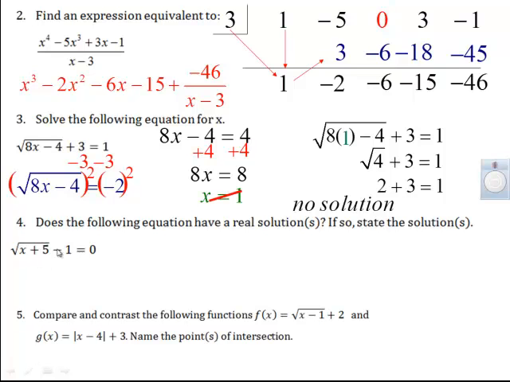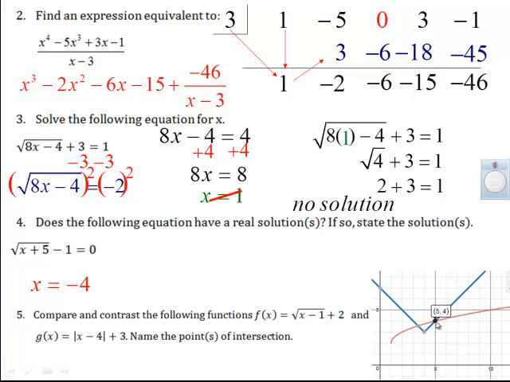Well, we could clearly see that if we added the 1 over, we'd be okay. We wouldn't have a radical equal to a negative, so we could finish solving, and you should have got x equals negative 4. Number 5, it says compare and contrast the following functions and name the points of intersection. So I would just graph both of them, and I see that one of the points is 5, 4, and then another point is an ugly guy. But anyways, you're just going to identify the points of intersection by creating a t-chart and substituting in values.